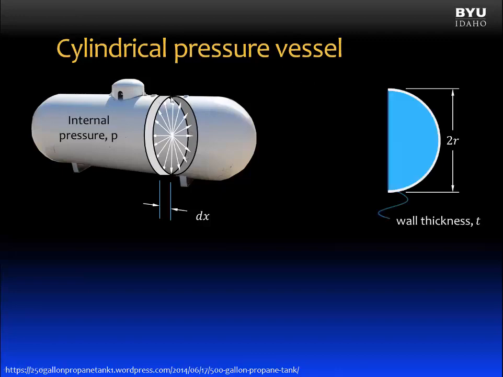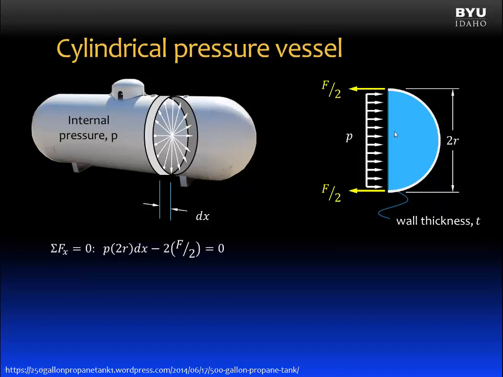And if we take that hoop and cut it in half and look at it from the side, it will have a half circle with a diameter of 2r, where r is the radius. And it has some wall thickness t. From the opposite half of this circle, we have an internal pressure P acting on this cut surface as shown. And the walls of the pressure vessel are resisting that pressure with a force. And we'll say each wall, top and bottom, takes half the force.